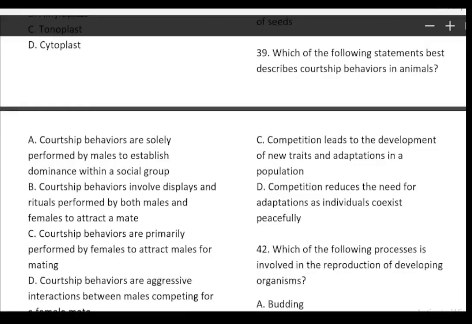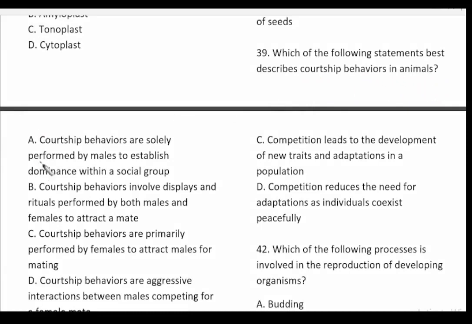Which of the following statements best describes courtship behaviors in animals? A says courtship behaviors are solely performed by males to establish dominance within his social group. B says courtship behaviors involve displays and rituals performed by both males and females to attract mates. C, courtship behaviors are primarily performed by females to attract males for mating. And D, courtship behaviors are aggressive interactions between males competing for a female mate.